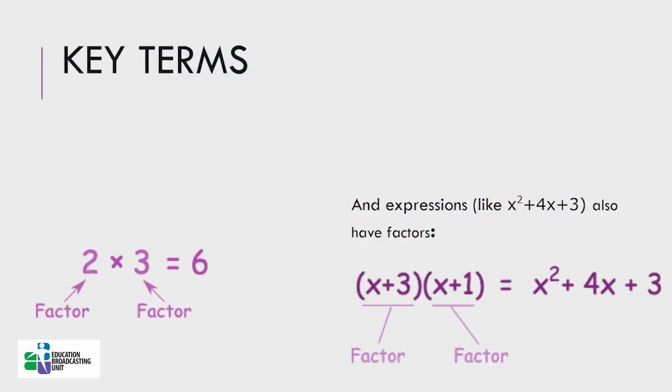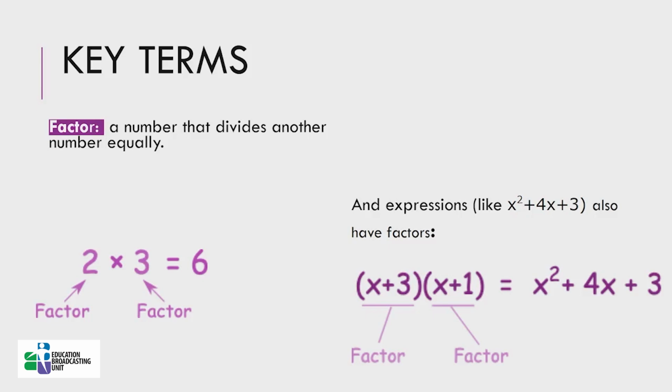The first term we will look at is factor. What is a factor? A factor is a number that divides another number equally. Like in our example, if we divide 6 by 2, we get 3 equal shares. And if we divide 6 by 3, we get 2 equal shares. So 2 times 3 is equal to 6. And that's because when we divide 6 by either of those factors, we get equal shares.